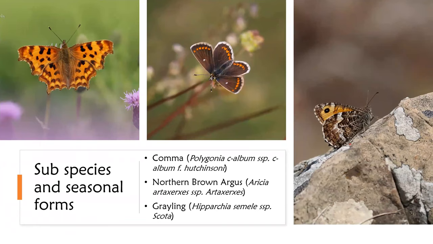We have locally very few subspecies where butterflies are concerned, but the few we do have are gems, the northern brown argus being the most famous of them all with its bright white forewing spots. As for summer forms or seasonal forms, again, I have to look for the comma summer form pictured left as a prime example of what was once a rarity up here in Scotland.